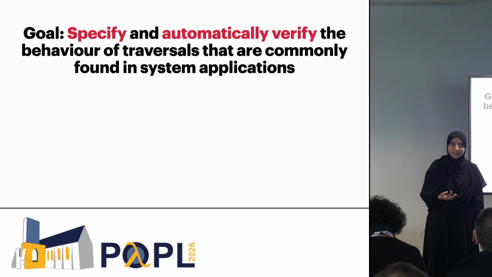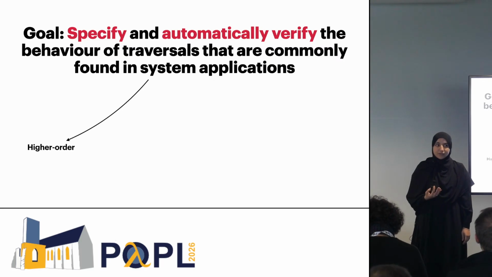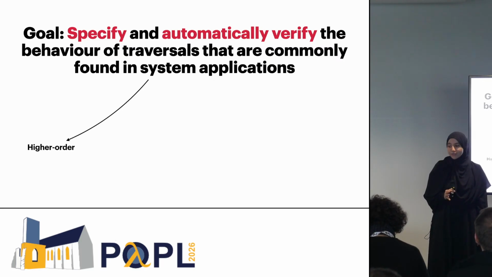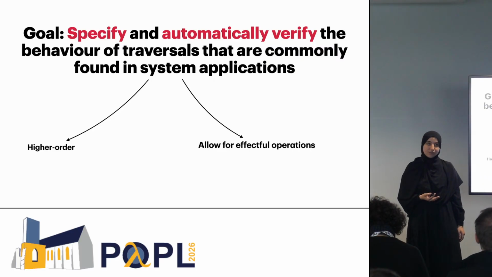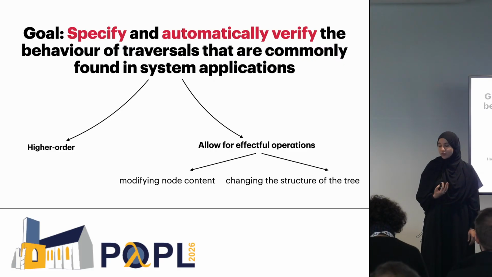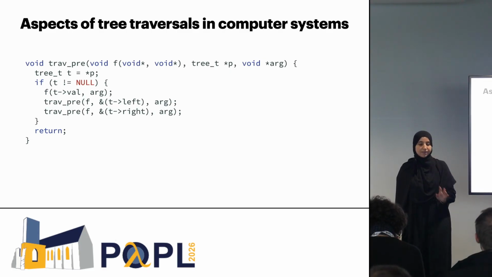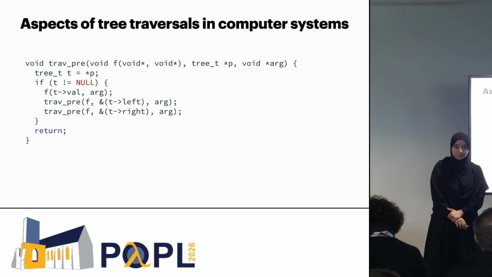And in system applications, tree traversals usually have 2 features. They are higher order, I'll explain what this means in a moment, and they allow for effectful operations. And this effect can take shape in one of 2 forms, either by modifying the content of a node or by changing the structure of entire subtrees. So let me illustrate these 2 aspects through an example.